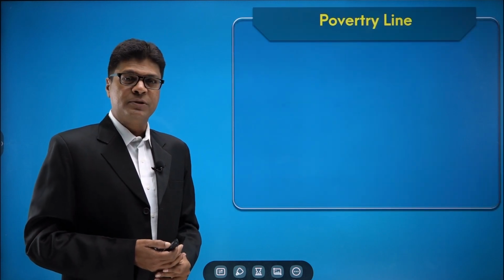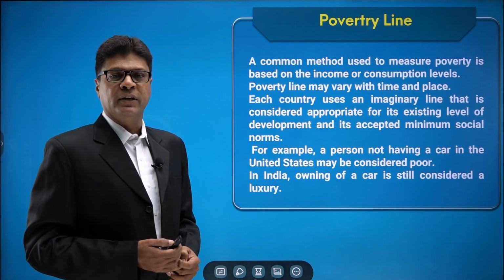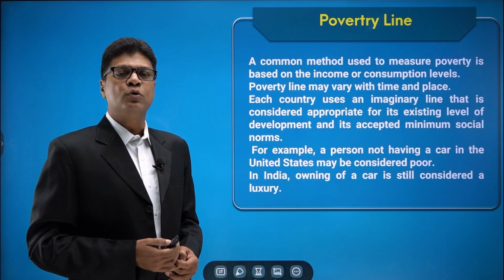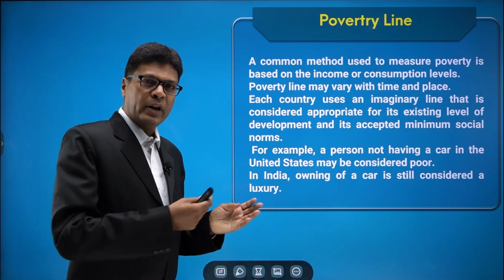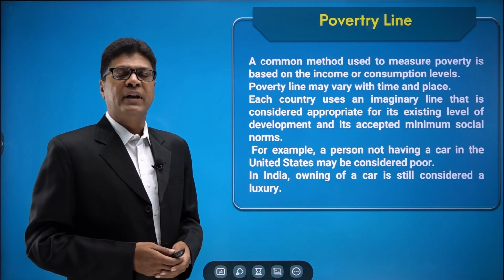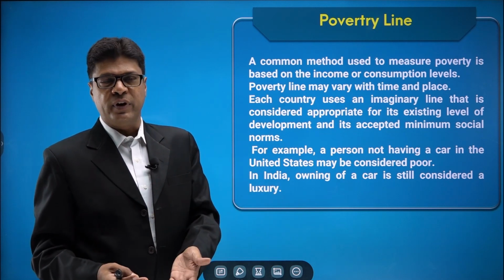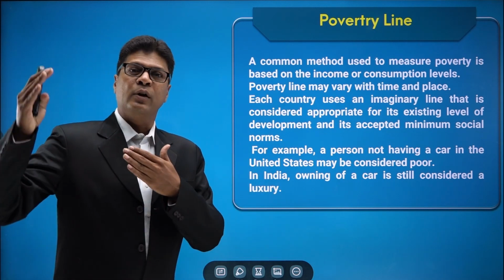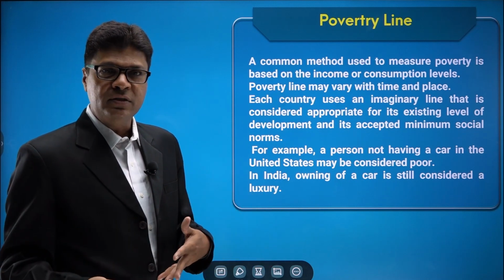Now, next is poverty line. As I have told you, what is poverty line? A common method used to measure poverty is based on the income or consumption levels. What I am earning and what I am spending. It depends on both. Poverty line may vary with time and place. In 2010 it was different, in 2015 it is different, in 2020 it is different, and in 2030 it will be different. In India it is different, in America it is different.